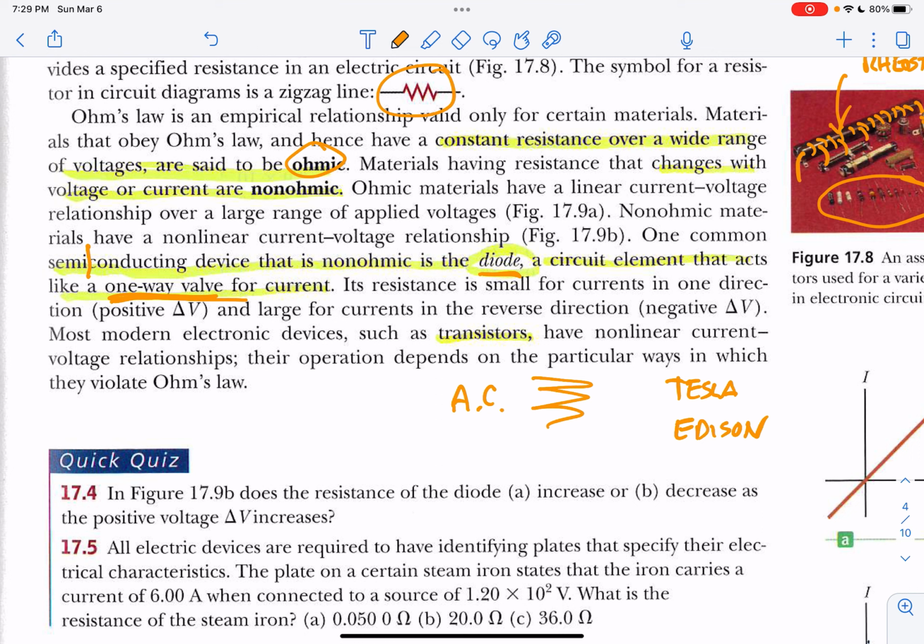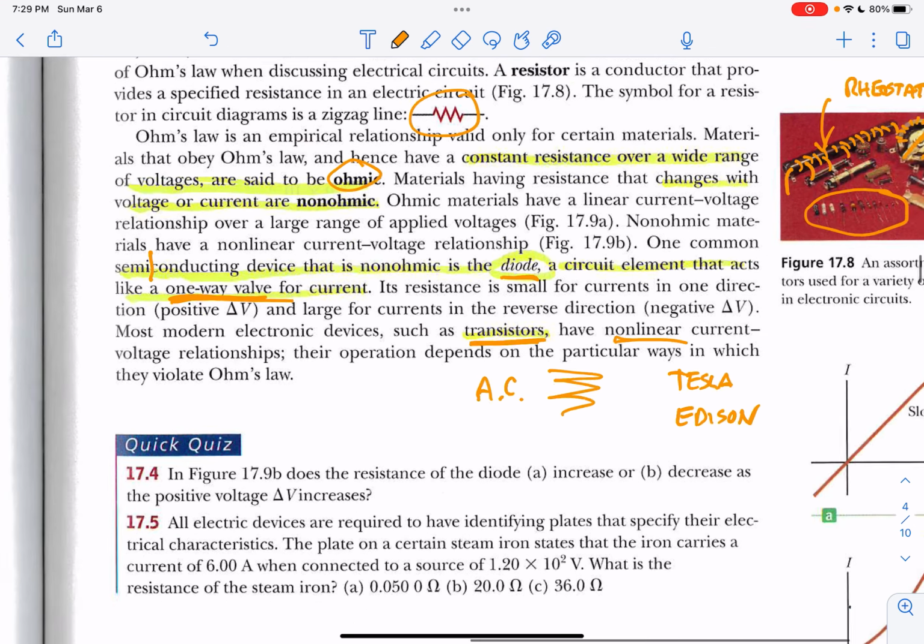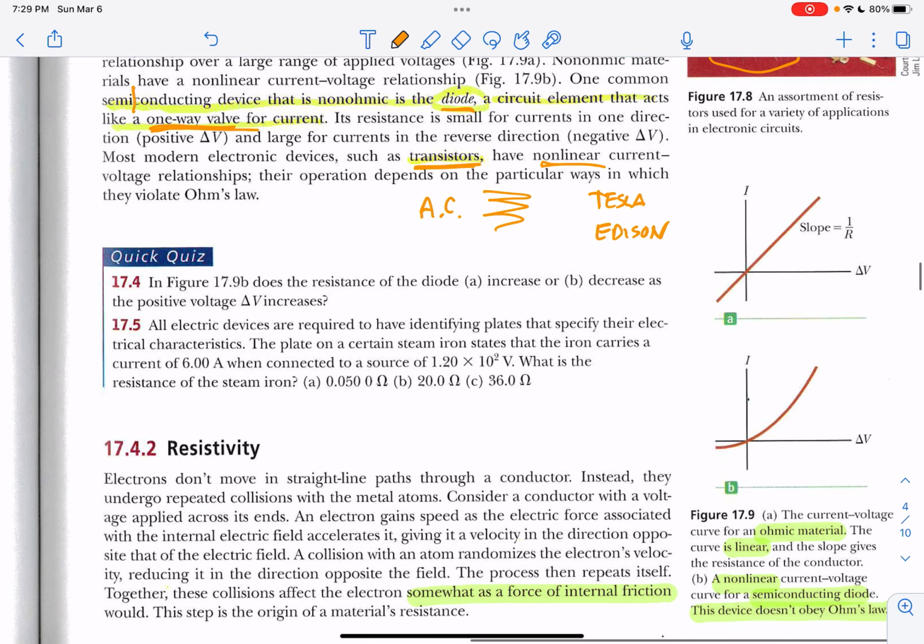There are also electronic devices called transistors, which are nonlinear, meaning they are non-ohmic as well. If you go into electricity or electrical engineering, you'll learn a lot more about them.